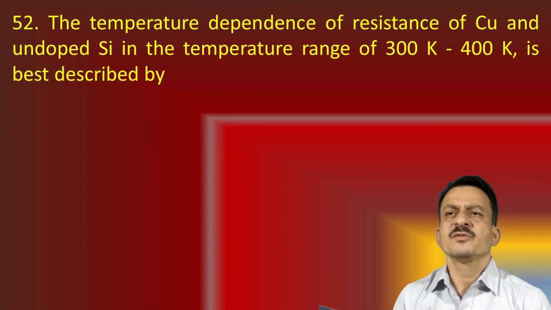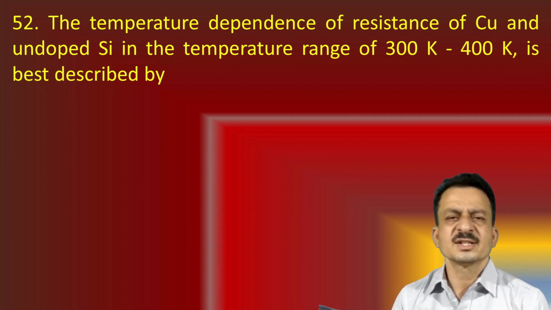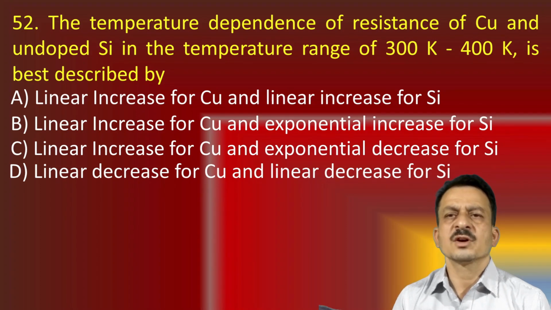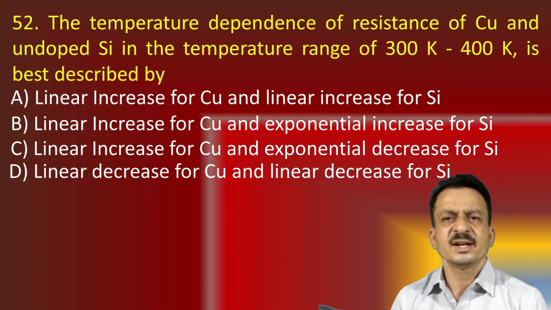The temperature dependence of resistance of copper and undoped silicon in the temperature range of 300 Kelvin to 400 Kelvin is best described by options: A, linear increase for copper and linear increase for silicon; B, linear increase for copper and exponential increase for silicon; C, linear increase for copper and exponential decrease for silicon; and D, linear decrease for copper and linear decrease for silicon.